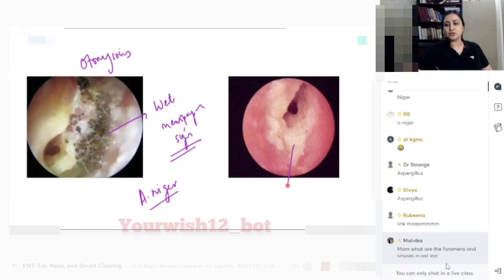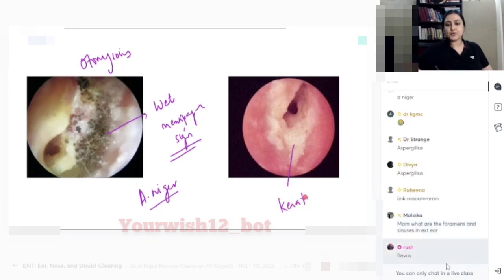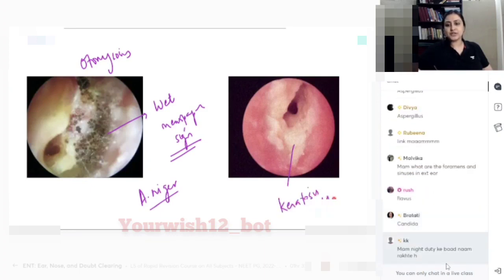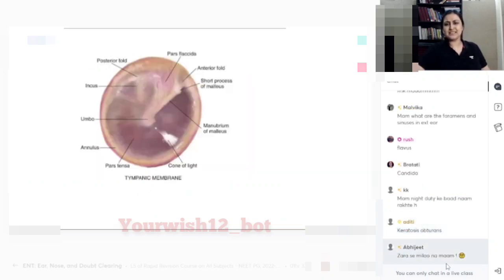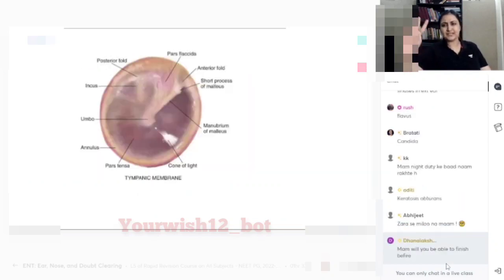And when you see this white stony stuff, this is keratosis obturans. This is not candida, guys. It is not candida, it is keratosis obturans. Okay, so that's it. Fine. Just learn these names. Foramen sinus in external ear, there are two sinuses, not very important. Fine. So this is about that.